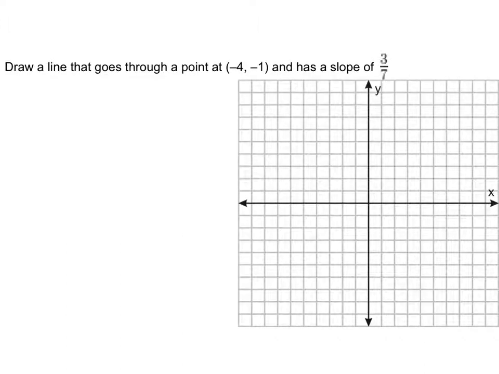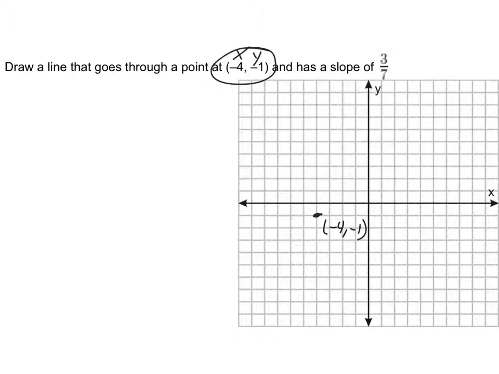We are asked to draw a line that goes through the point (-4, -1) and has a slope of 3/7. The first thing we do is find this point right here, (-4, -1). Remember, coordinates go x, y. So if my x is -4 and my y is -1, that puts my point right here, (-4, -1).